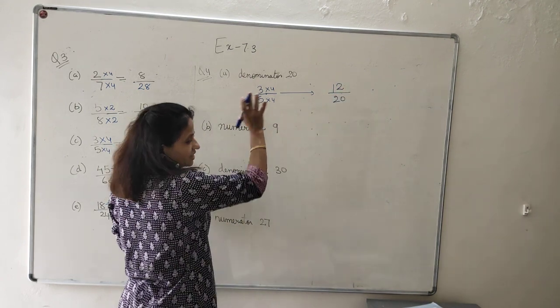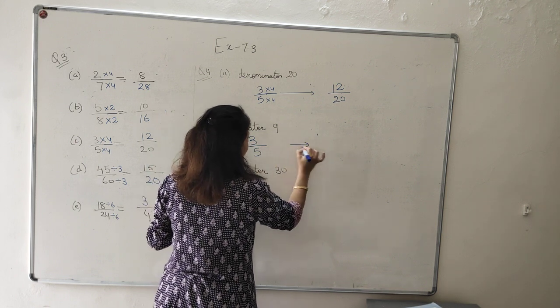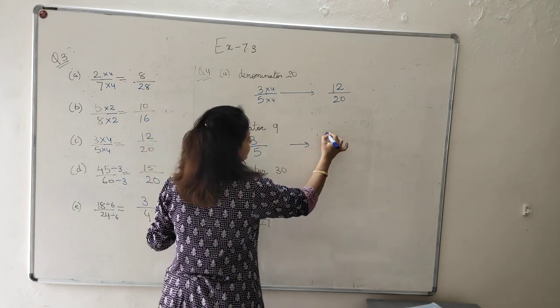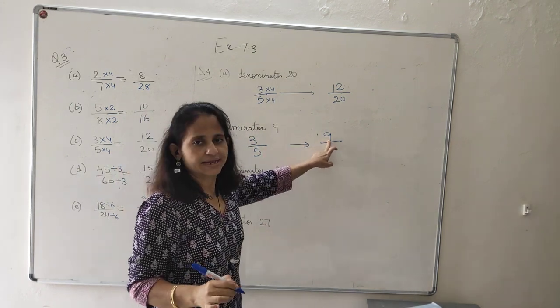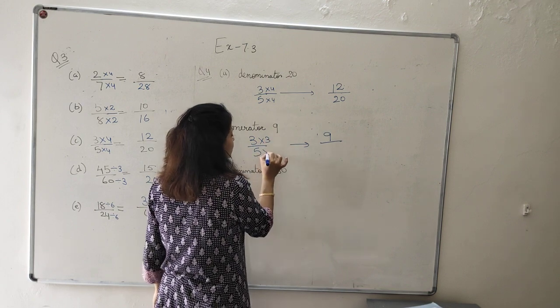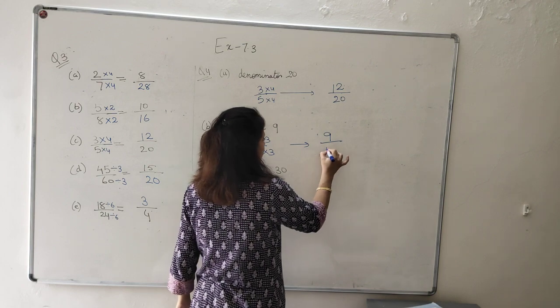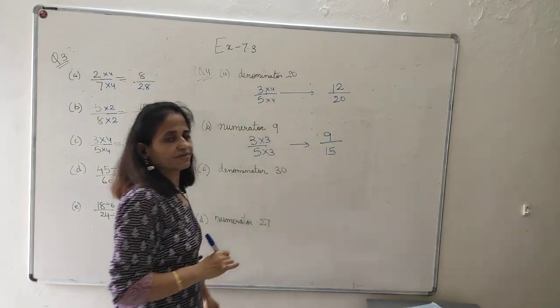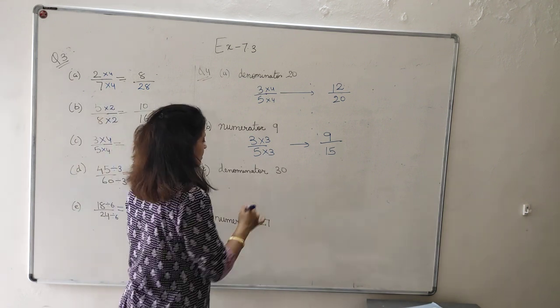Again, the fraction with me is same, that is 3 upon 5. I want to make the numerator 9. Now what should I do to 3 to make it 9? I'll multiply it with 3. If I multiply the numerator with 3, I have to multiply the denominator also with 3. So 5 3s will become 15. They are all 1 mark questions, children.